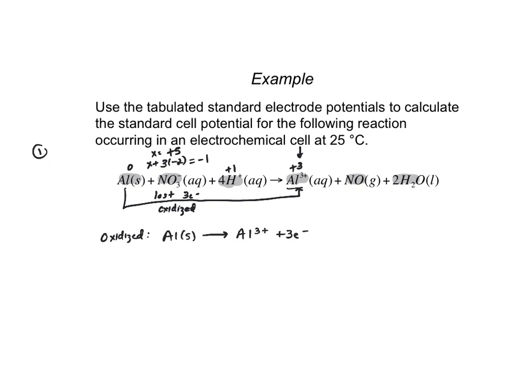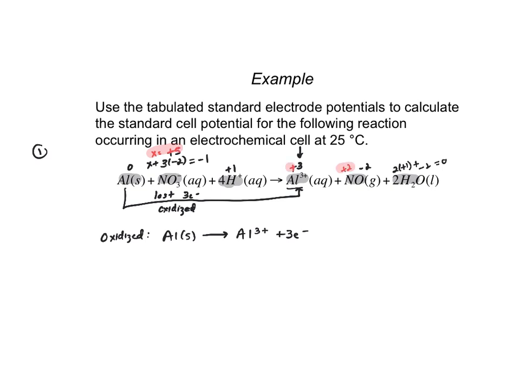Now if we move over to the products, NO, we've got a -2 for oxygen. Again, what does nitrogen have to be if it's going to sum to 0? +2. And then for water, we would have a -2 for oxygen and 2 times +1 for hydrogen, which sums to 0. So who gets reduced here? Nitrogen, right? So nitrogen goes from a +5 to a +2, right?